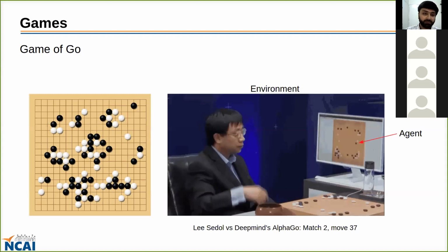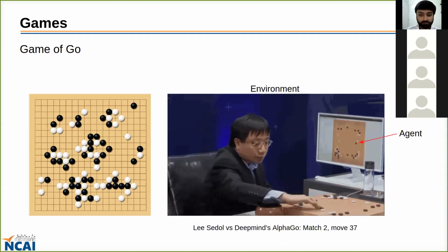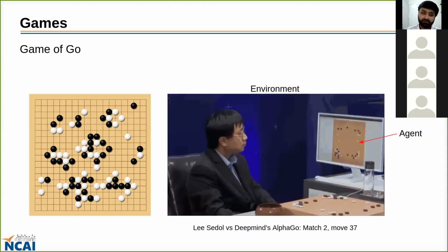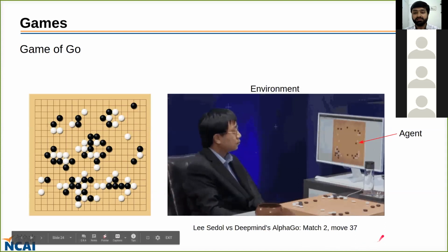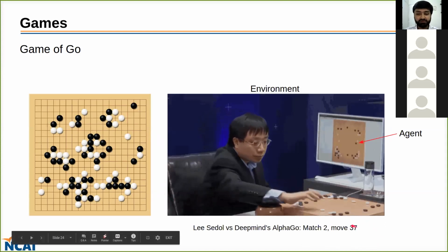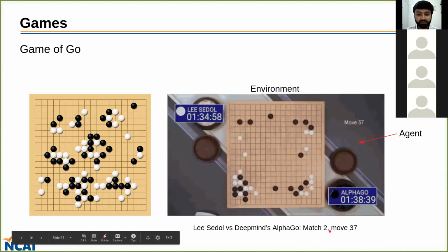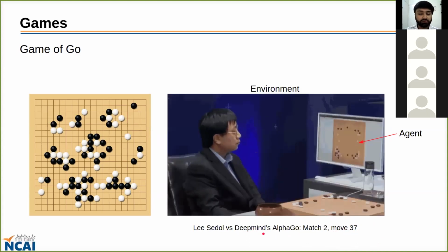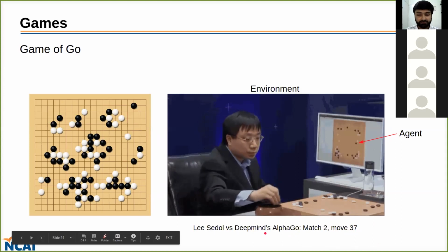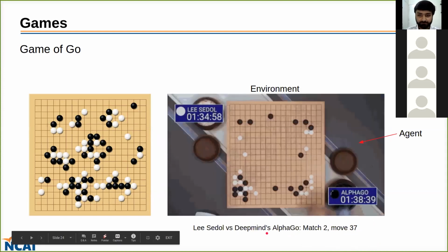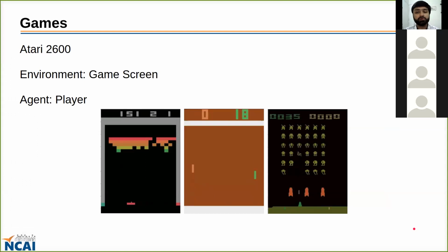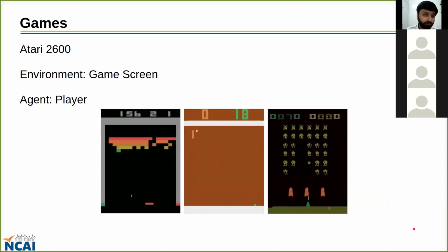So this was a very big feat, that an algorithm was able to optimize for a particular problem which was computationally intractable. And this particular instance is of move 37, which was a very surprising move from DeepMind's AlphaGo, which took Lee Sedol, the world champion, by surprise. Here you see that the agent is the computer that is taking the actions, and the environment is the board itself.